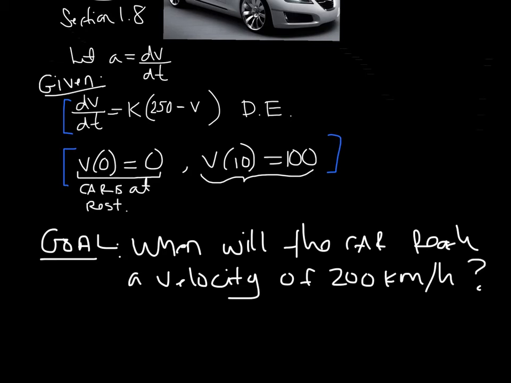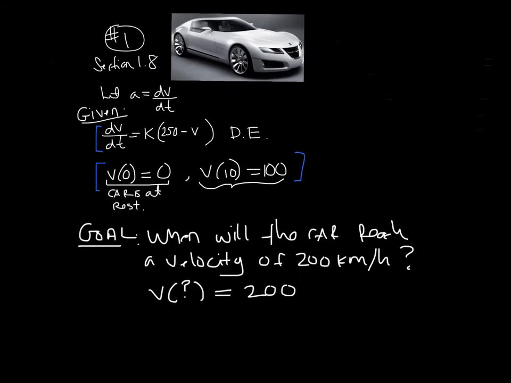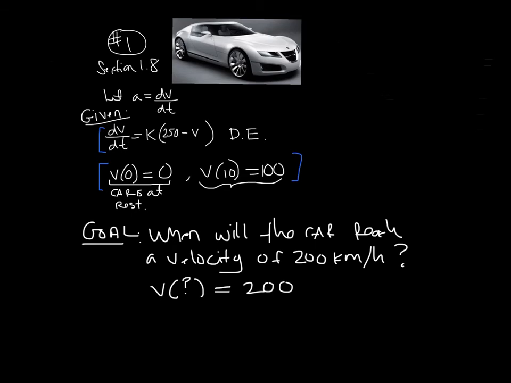And we can translate that mathematically to v of t is equal to 200. And I shouldn't just write that, because we're looking for that time, otherwise I'm saying the velocity function is only 200, which is not true. So at what time will the car reach a velocity of 200 kilometers per hour? That's really the challenging part, to construct your differential equation. You're given initial conditions, and then of course the goal.